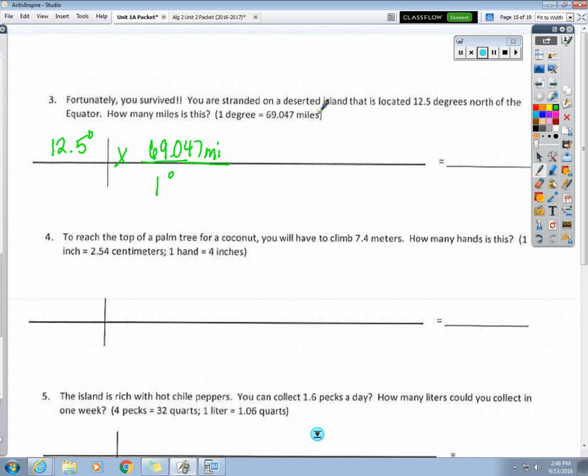Okay, and now aren't we trying to find miles? So we're finished with our chain because we've made it to the unit we want. So we get rid of degrees and degrees, and now we just multiply. The denominator's 1, so you're not going to have to divide. And what do you get? 863.08. So about 863.1 miles.